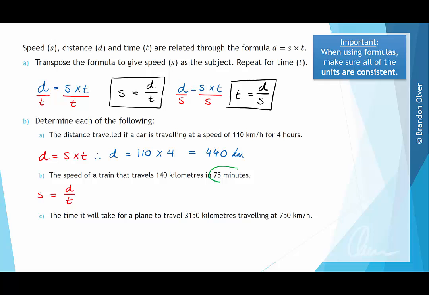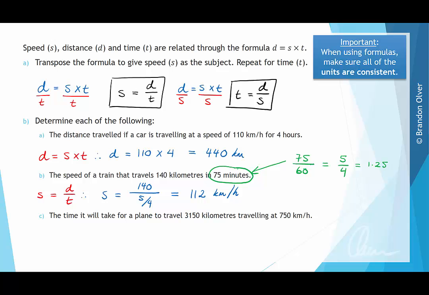So what we need to do is take the 75 minutes and convert that to hours. So we're going to take the 75 minutes and divide it by 60, because that's how many minutes there are in an hour. We find that that is equal to 5 over 4, or 1.25 hours. So therefore our speed is equal to the distance, 140 kilometers, divided by 5 over 4. And if you work that out, it comes out to be 112 kilometers per hour.